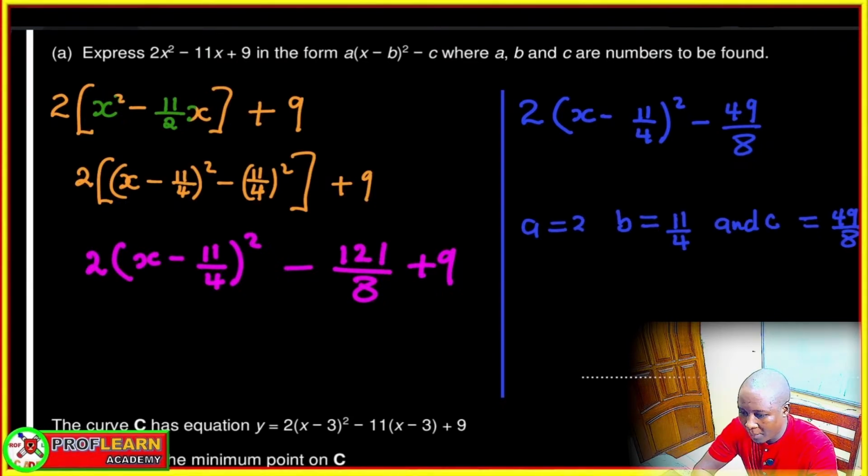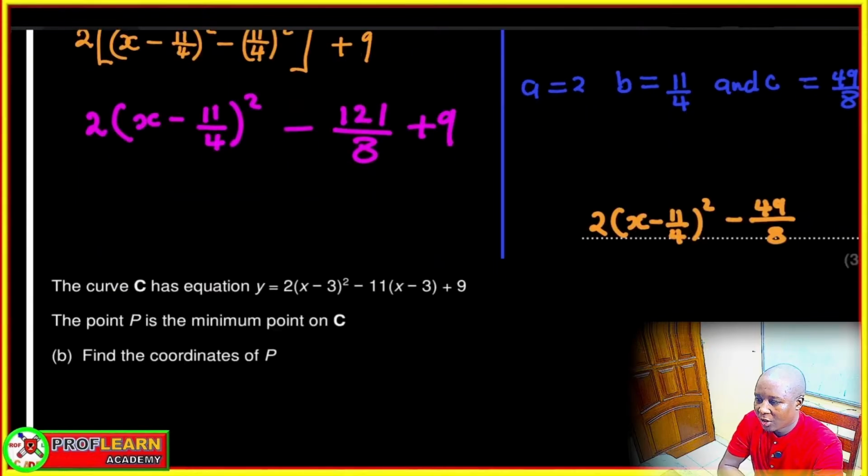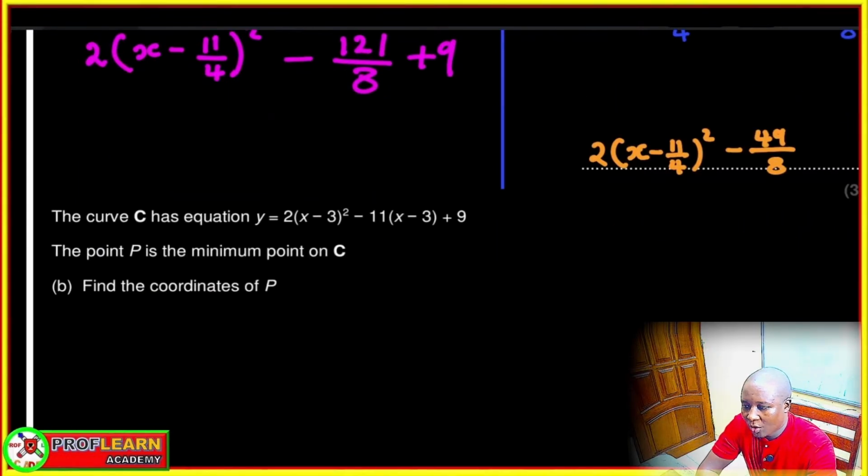So that is how you complete a square. In the event you are given a question like this, you can complete the square and get the answer. You can also be asked to state the turning point from this completed square form. And something that you need to remember, for you to state the turning point, the minimum or maximum point, after completing the square, the term 11 over 4 inside the bracket is going to give us the x coordinate. And negative 49 over 8 is going to give us the y coordinate of that turning point.